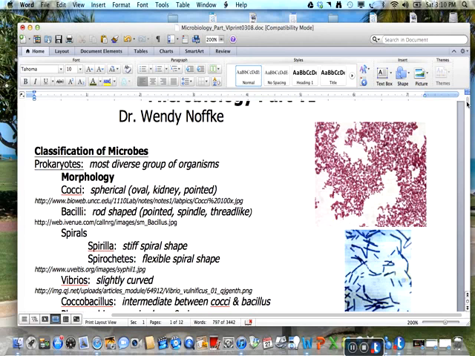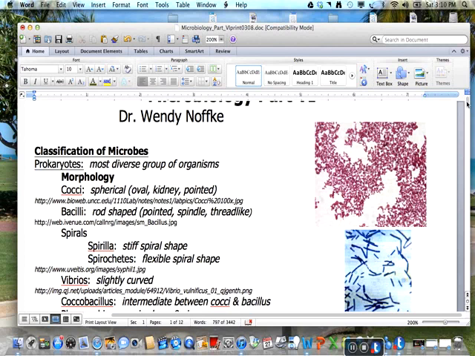The prokaryotes are the most diverse of all the groups of organisms. The morphology, or shape, varies greatly. The cocci are spherical organisms, with some being more oval and some nearly kidney-shaped and some pointed. The bacilli are rod-shaped, with some being pointed, some spindle-like, and others thread-like. They may also be spiral-shaped, with spirals being stiff spirals and spirochetes being flexible spirals.